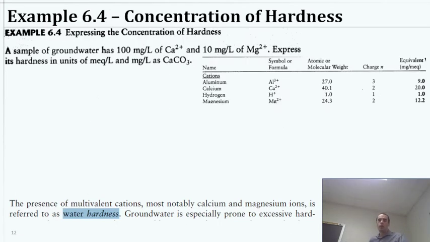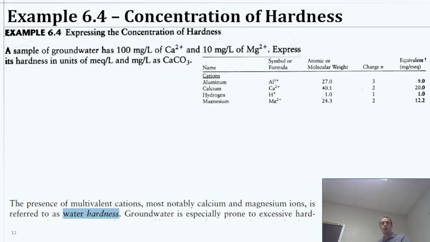So, for an example here, if we have a groundwater that has 100 milligrams per liter of calcium, 10 milligrams per liter of magnesium, express the hardness in units of milliequivalents per liter and milligrams per liter as CaCO3. So this will be good practice, like I was just saying, to kind of force you to do that.